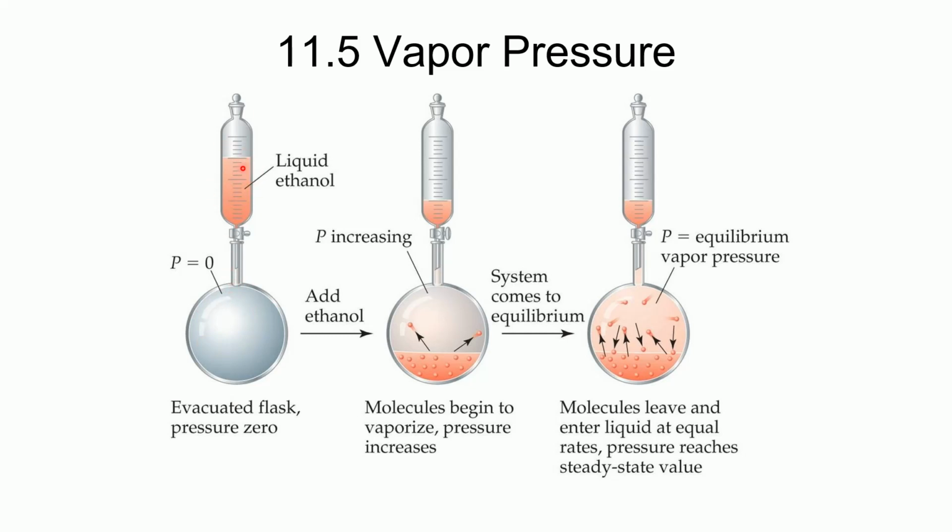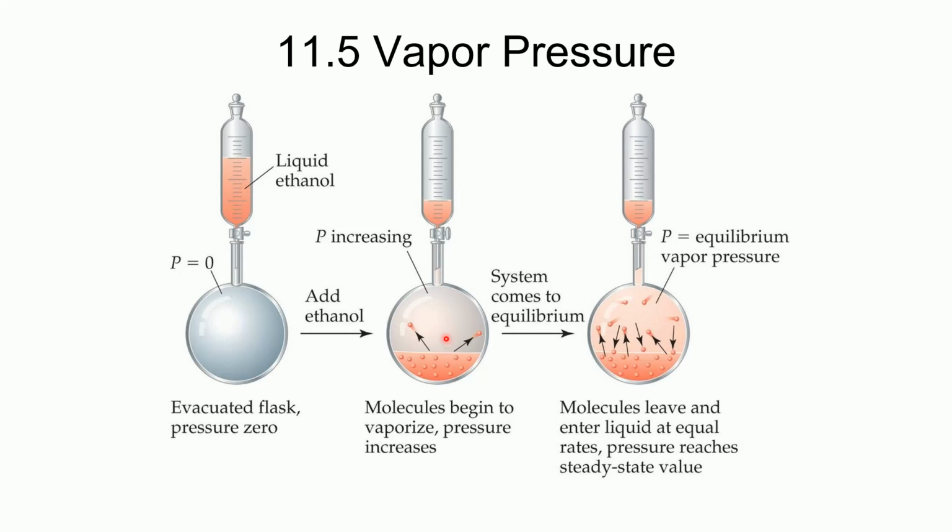So here we've got some liquid ethanol, and down here we've got a flask that is completely evacuated, so there's no pressure whatsoever in that flask. If we add ethanol to that flask, we will find that some of the molecules are going to start evaporating from the liquid phase going into the gas phase. And so as that happens, the partial pressure of the ethanol in the gas phase is going to increase.